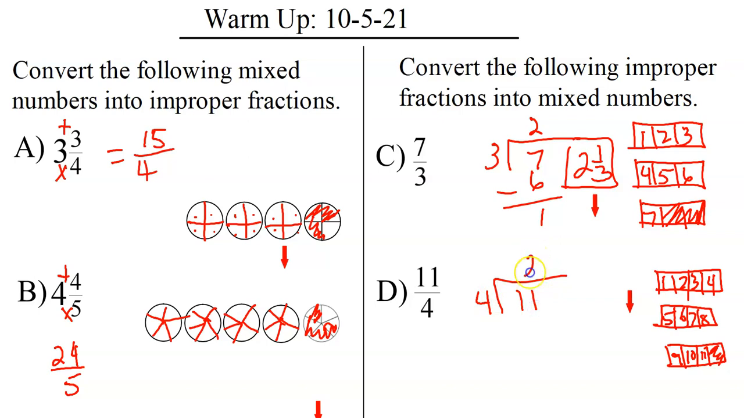4 goes into 11 2 times. 4 times 2 is 8. When I subtract, I have 3 left over, and they're cut into fourths, so it's 2 3 fourths.